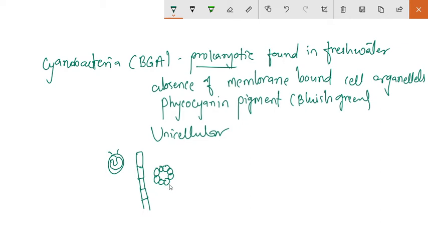Okay, the colonial form means they form colonies. Filamentous means they form a number of cells lying one above another to produce a filament, or they may be single cellular. They may be unicellular, filamentous, or colonial. Okay, and they are enclosed in a mucilaginous sheath.